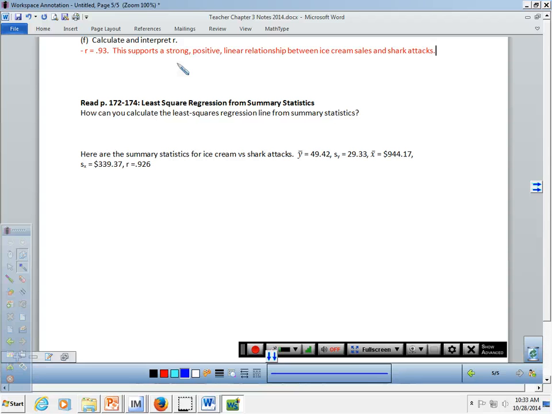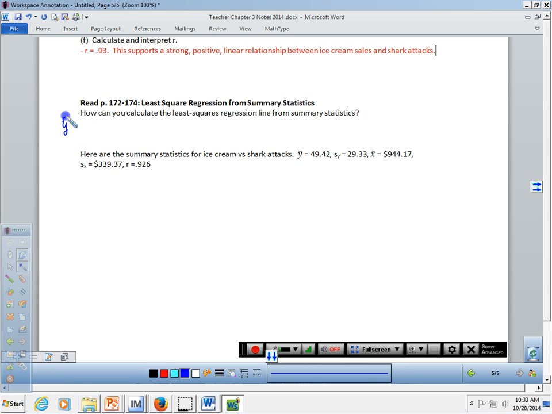So I mentioned before that we can calculate the least squares regression line by hand, and we can. We have all the data in our table. What we need to calculate the regression equation by hand is the mean and standard deviation for our explanatory, and the mean and standard deviation for our response. So our x bar, s sub x, our y bar, s sub y, and we also have to have R.